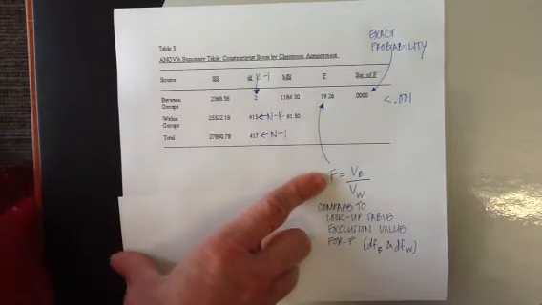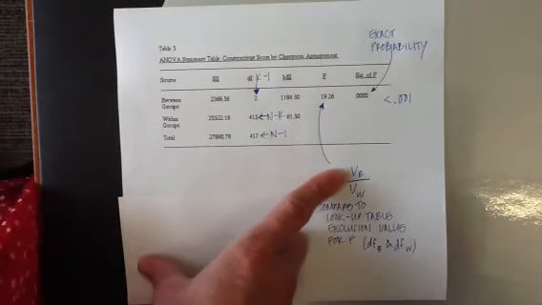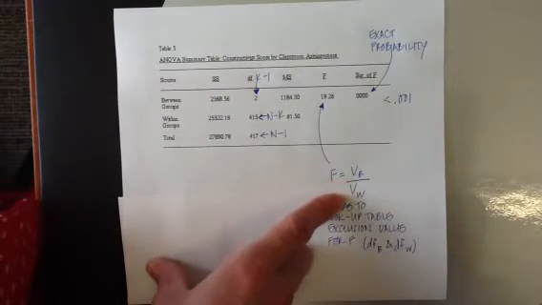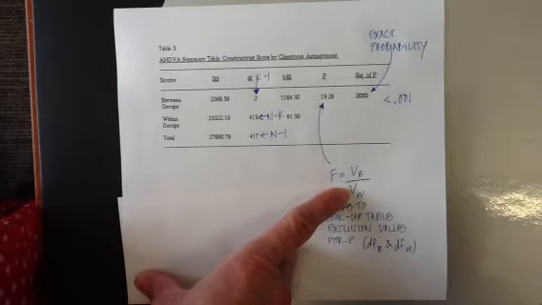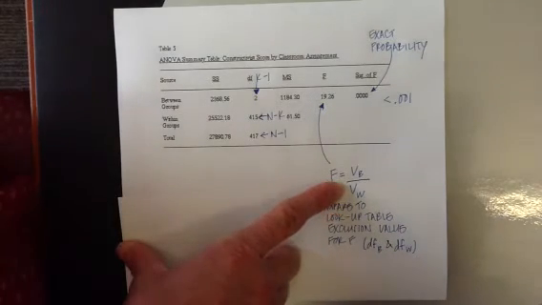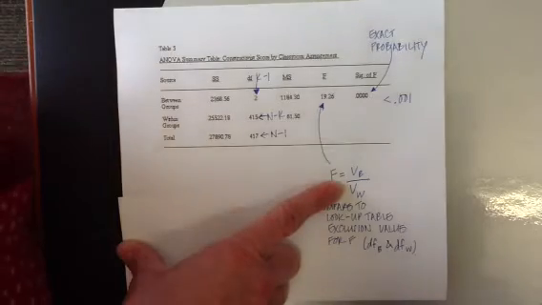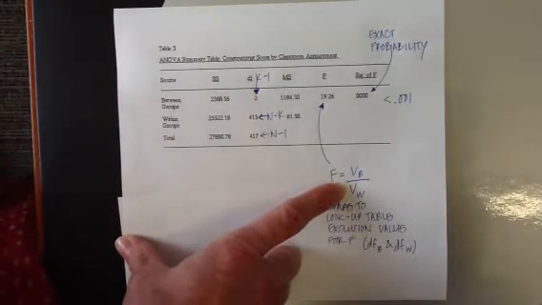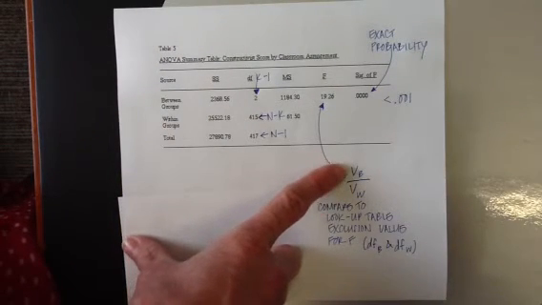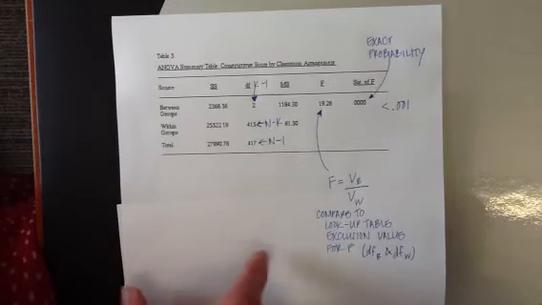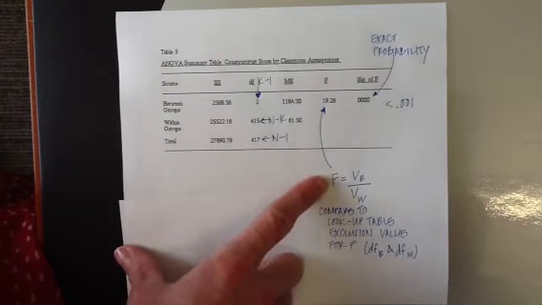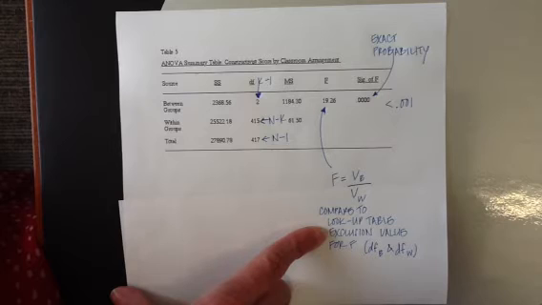And remember, F is, conceptually speaking, the variance between groups divided by the variance within groups. And remember, in order to reject the null hypothesis, you need to have a small within group variance and a fairly sizable between group variance. So you need to compare your calculated F value to the lookup table critical value for F.